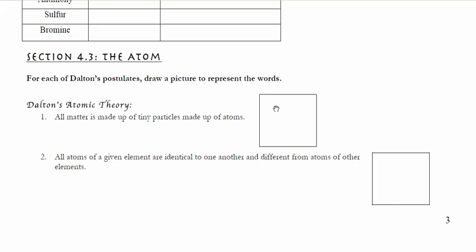So the first part of Dalton's atomic theory states that all matter is made up of tiny particles called atoms. The second is that all atoms of a given element are identical to one another and different from atoms of other elements. So for example, chlorine is different than bromine, but all chlorine atoms are identical to one another, and we will look in detail at what makes them different from one another later in this chapter.